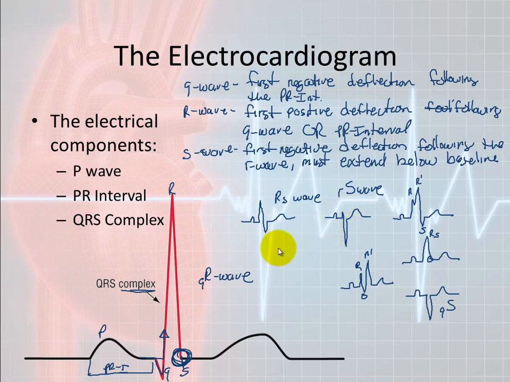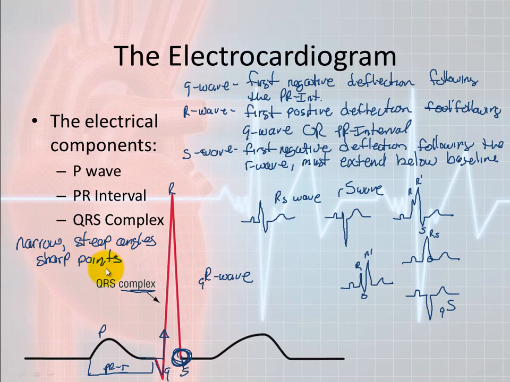Now that I've explained the waves a little bit, I just want to talk very briefly about the shape and duration of the QRS complex. The shape of the QRS complex should be narrow, should have steep angles, and should have sharp points.